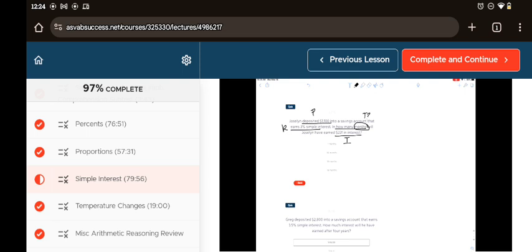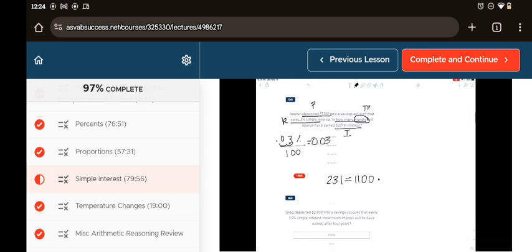So interest is $231 equals $1,100 that were deposited times 3%, which we divide by 100. 1, 2. This becomes 0.03. And we don't know time. That's what we're looking for. So we're going to multiply 1,100 times 0.03. 3 times 0 is 0, 3 times 0 is 0, 3 times 1 is 3, 3 times 1 is 3. And in my question, there are two numbers behind the decimal point, which means in my answer, there will also be two numbers behind my decimal point.